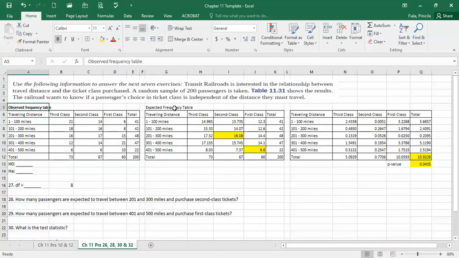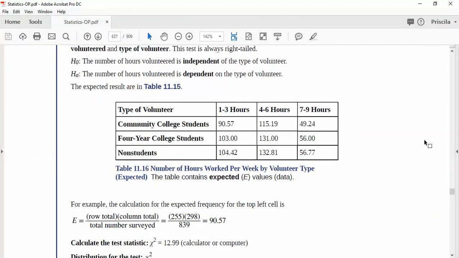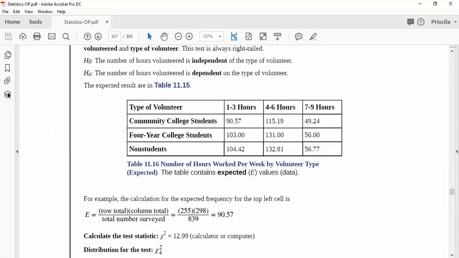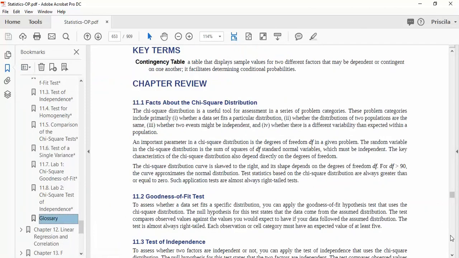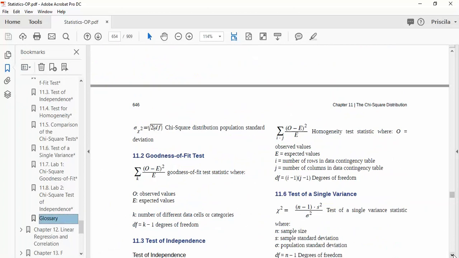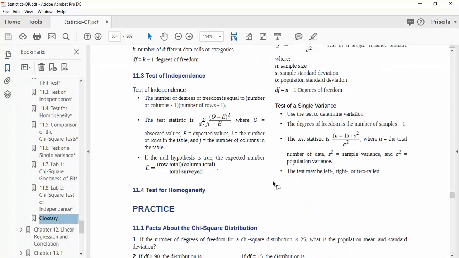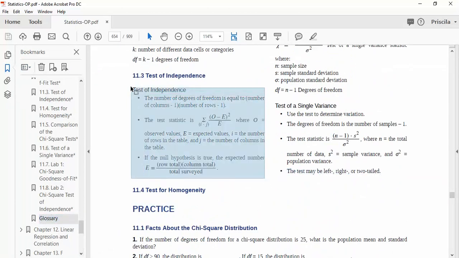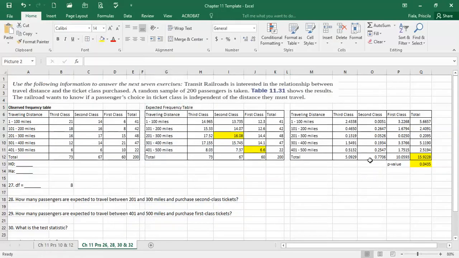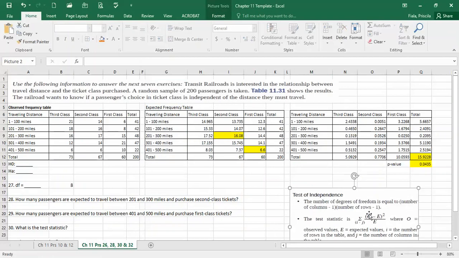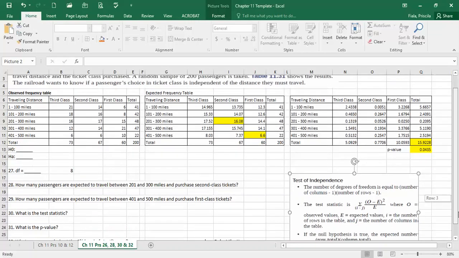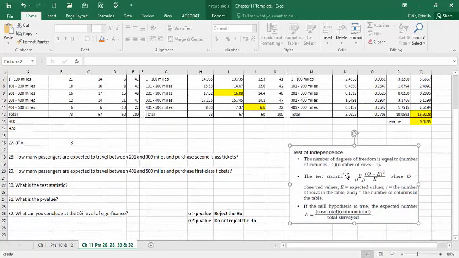Remember, you need the observed and expected. The formulas you're going to be using, you can go to the summary of the chapter, as I always ask you to look at it. So we're going to be looking for the test of independence right here. So maybe I can just put that over there. Okay. The test statistic is going to be the same thing as we did before. The difference is right here, you're going to be working with two different tables, and I'm going to show you how we do that. On your degrees of freedom, is it over here?